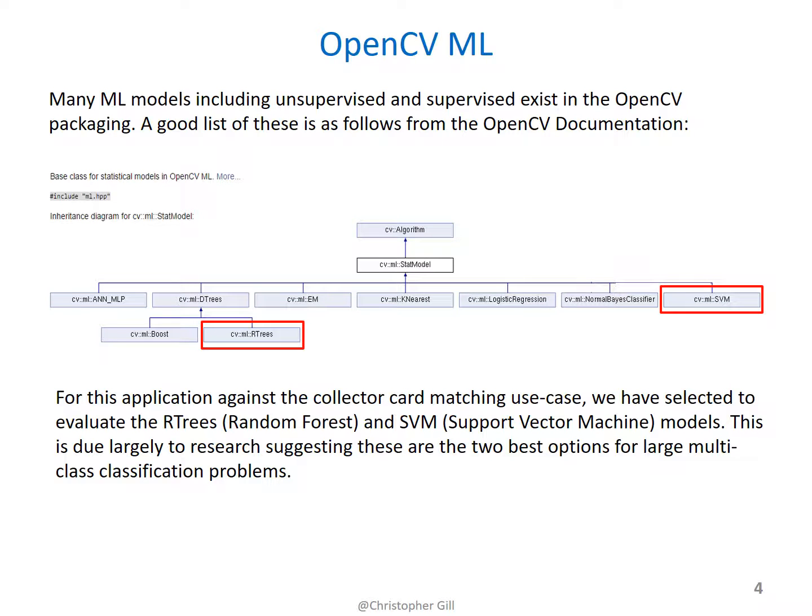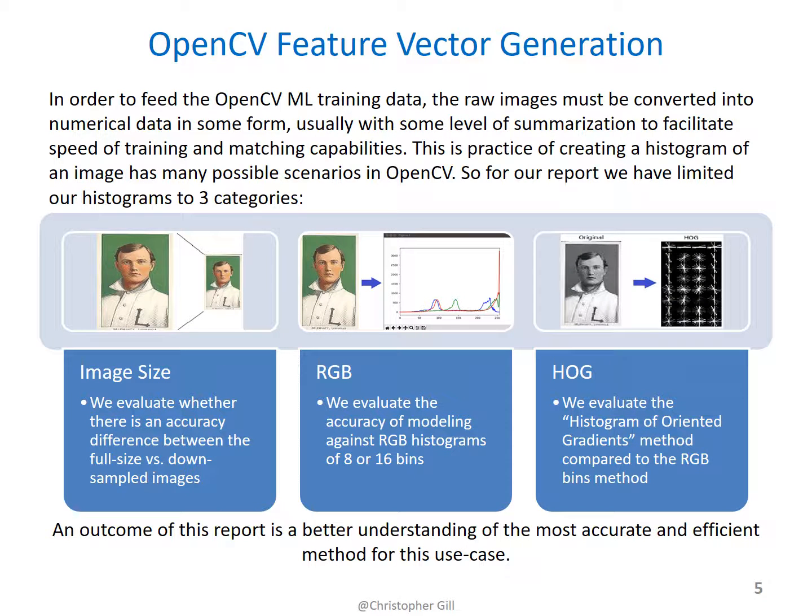For the purposes of this project, we'll limit our OpenCV machine learning algorithms to the SVM and R trees, also known as random forest, modeling algorithms. There are several other available machine learning algorithms within the OpenCV framework as displayed here. However, for multi-class classification problems, such as set identification for collector cards, the random trees and the SVM models should suit the topic well. One of the study topics for this project is to understand how the input data affects the performance and accuracy of OpenCV's machine learning algorithms.